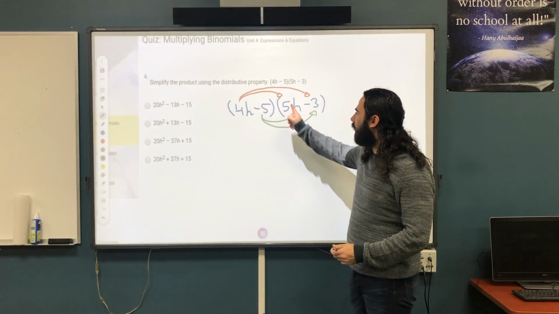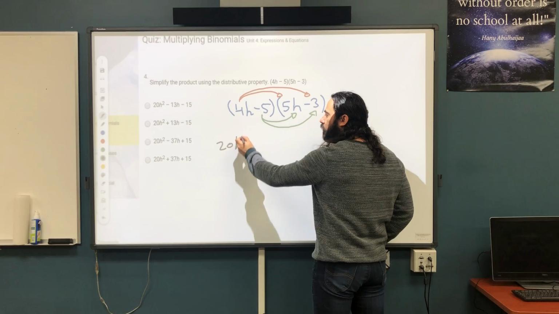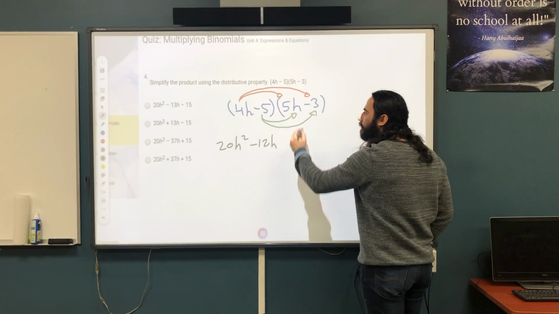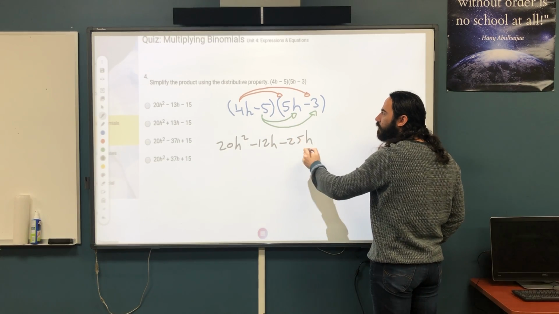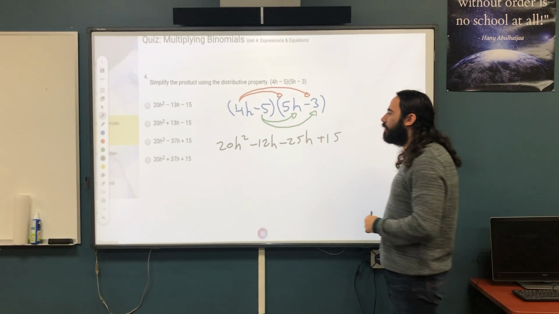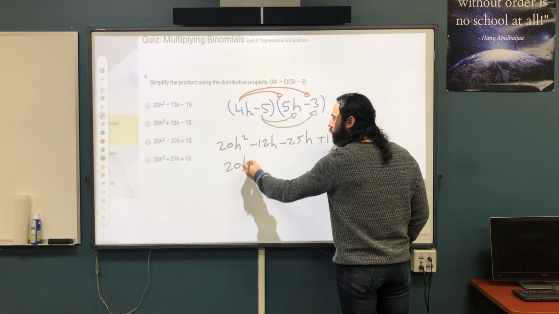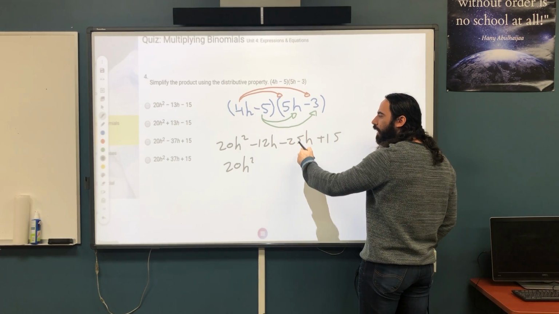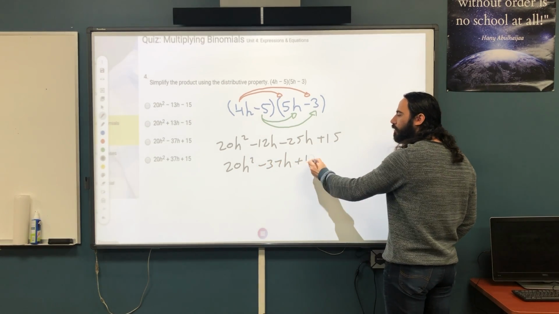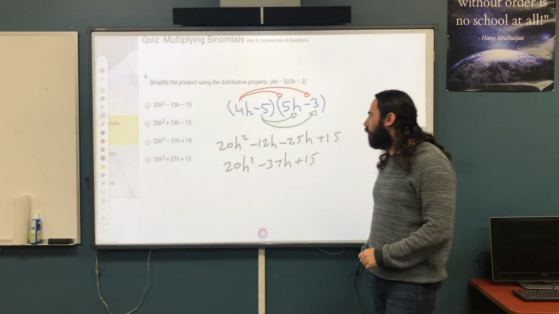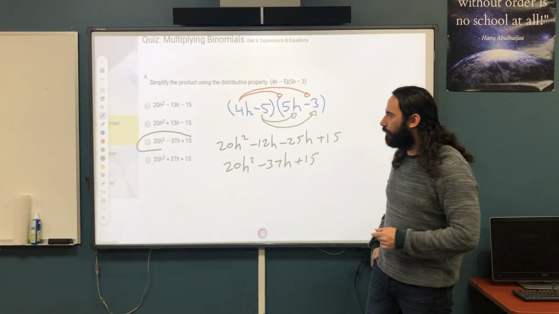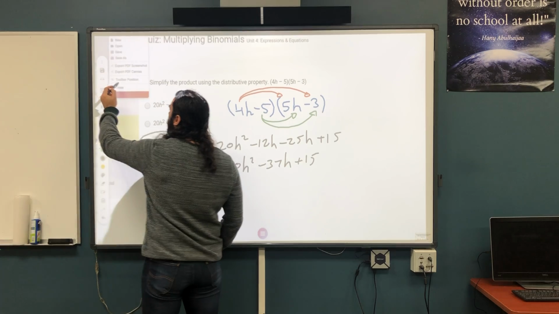So 4h times 5h is going to be 20h squared. 4h times negative 3 is going to be negative 12h. Negative 5 times 5h is going to be negative 25h. And negative 5 times negative 3 is going to be positive 15. All you need to do now is combine like terms. So we have 20h squared. Negative 12h minus 25 is going to be negative 37h. And, of course, plus 15. So, negative 37h plus 15. So, this would be the answer. Okay?